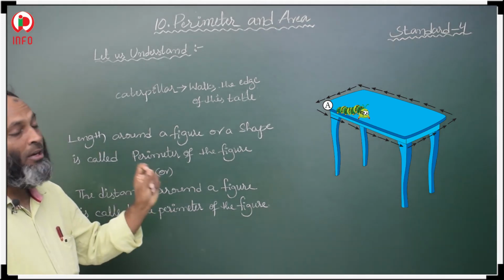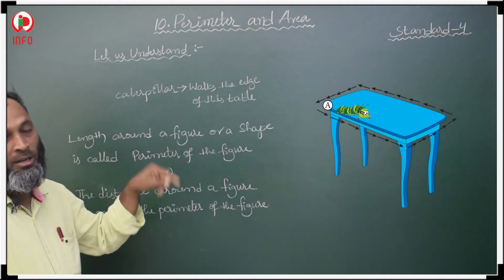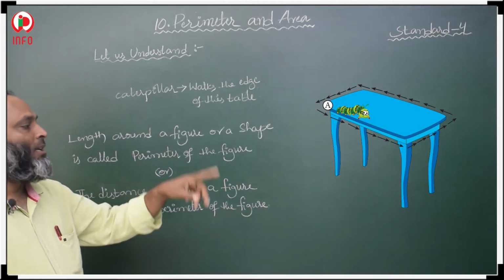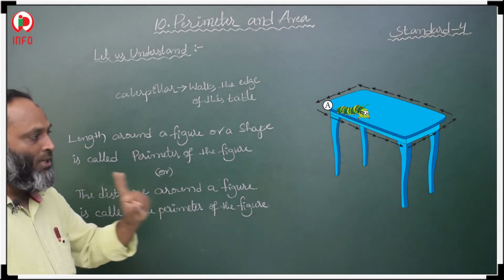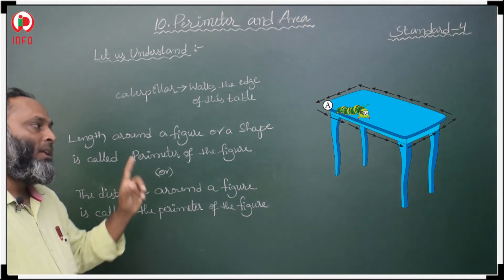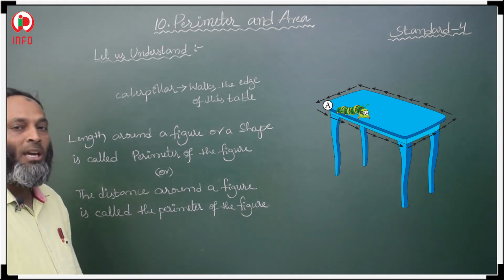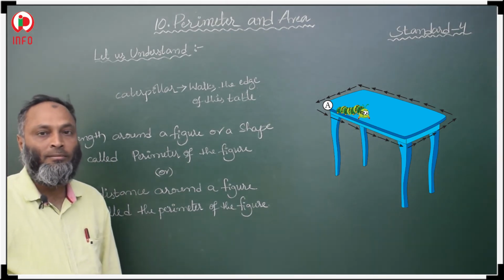The important thing is that it should walk along the edges of the table, not in the middle. The total distance of these edges of the table is the perimeter of the table. Okay students.